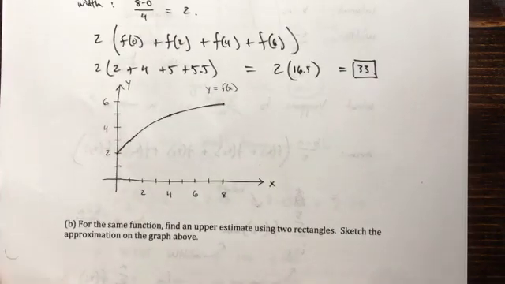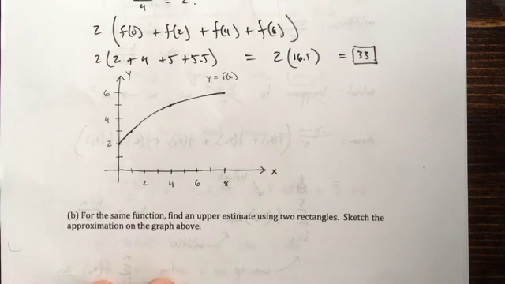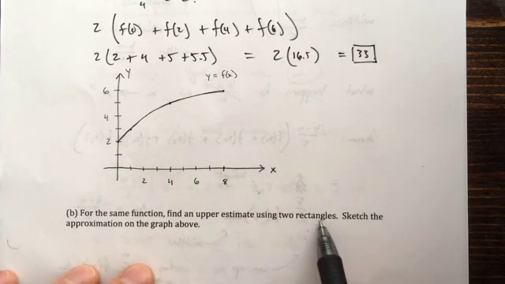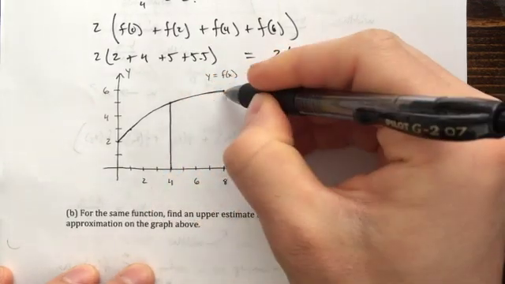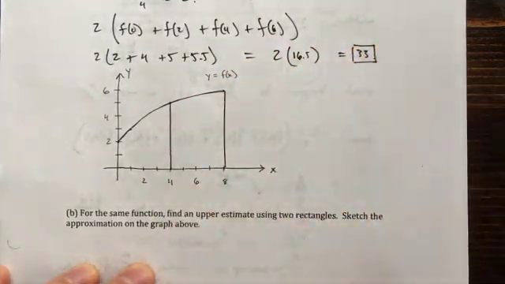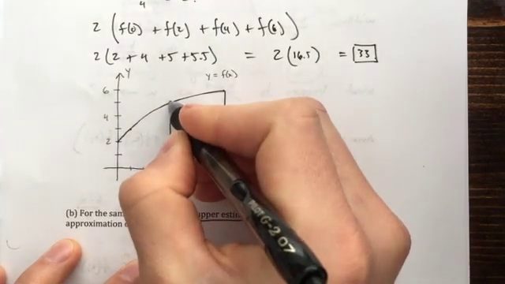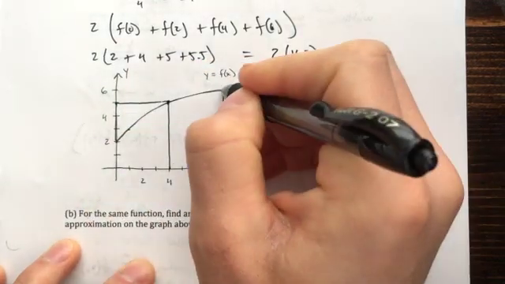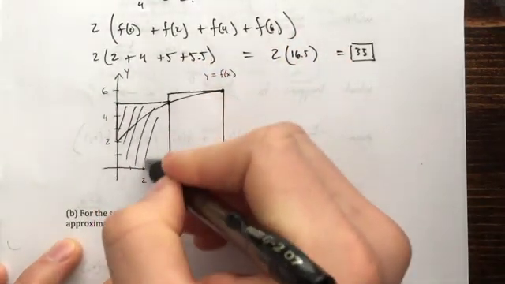Okay. For the same function, find an upper estimate using 2 rectangles. So sketch the approximation on the graph above. I'd encourage you to pause and try this on your own. But 2 rectangles from 0 to 8, meaning our rectangles now have a width of 4. They want an upper estimate, so now we're going to use this side to make our rectangles giant. Like this, they're going to overestimate the area under the curve, and it's going to look like that.